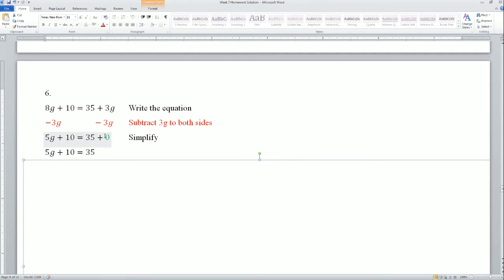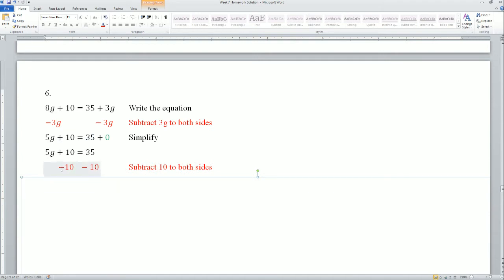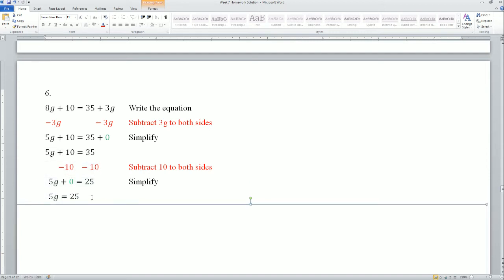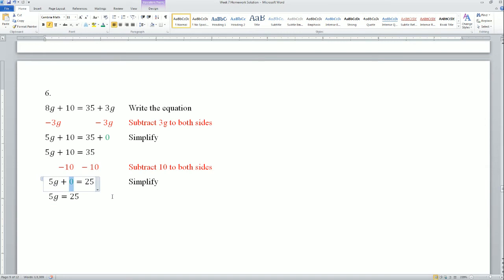In this case, you just simplify this. We don't write the plus 0. Subtract 10 from both sides. 5g comes straight down. 10 minus 10 is 0. 35 minus 10 is 25. We don't care about that 0 here.